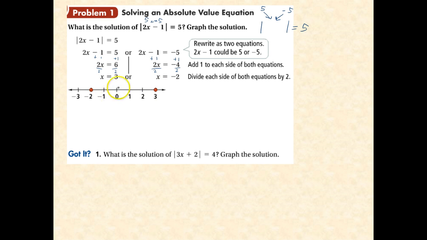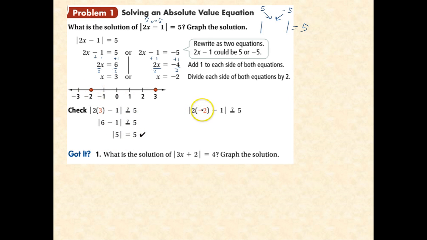Now people are known to make little mistakes with this, so I would always check and make sure that your answer works. So we're going to take these values, so take the 3 and plug it back into the original equation. Does the absolute value of 2 times 3 minus 1 equal 5? Well, 2 times 3 is 6. 6 minus 1 is 5, and the absolute value of 5 is 5. Sweet.